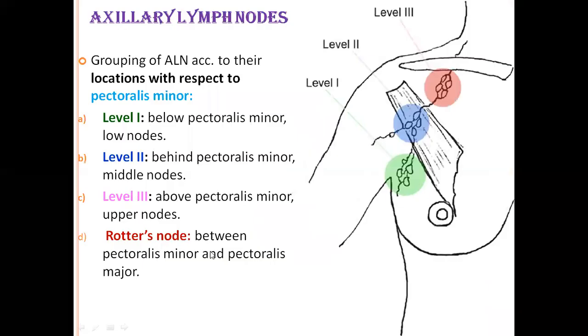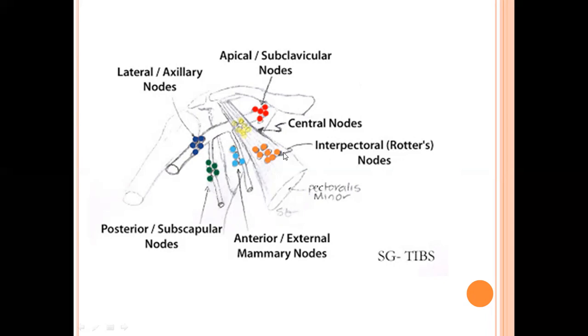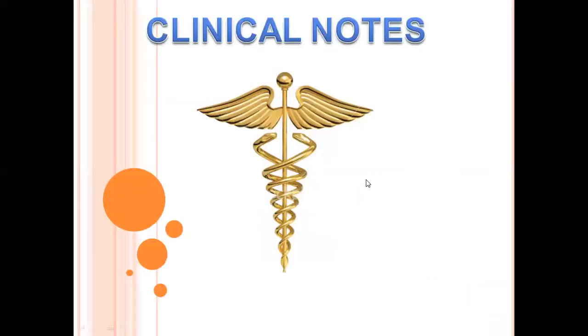What are rotors? I said between pectoralis major and minor. Major is cut, that's why minor is seen. So between pectoralis major and minor, you have few lymph nodes. You call them as rotors nodes.